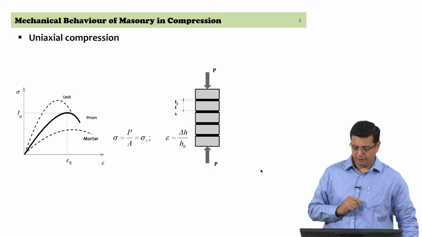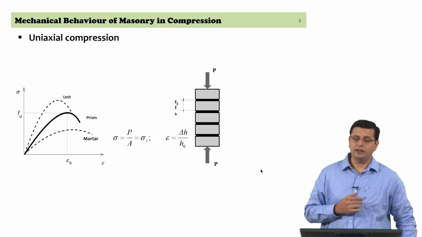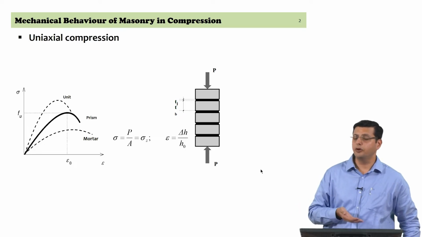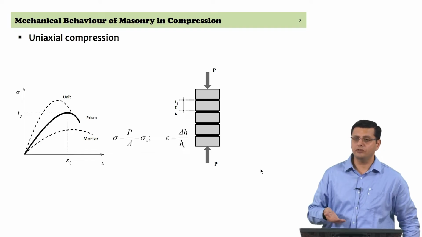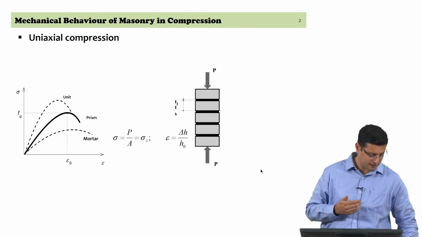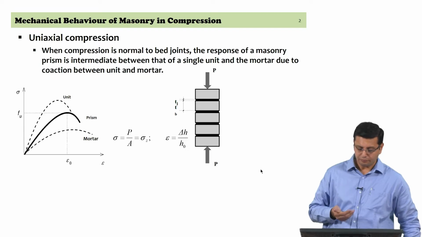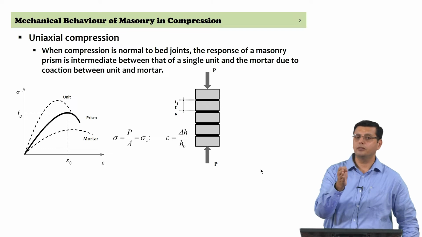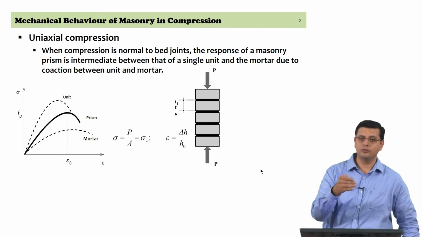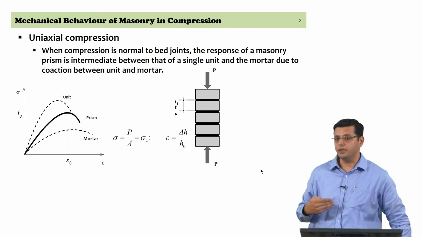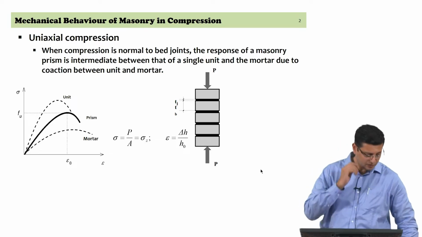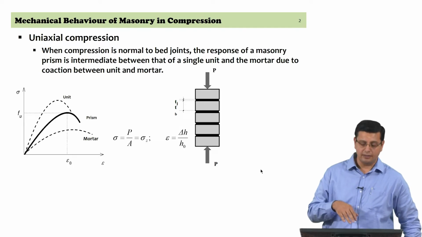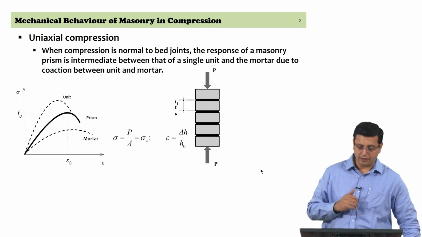So we have studied this carefully, and we discussed that the strength of the masonry is going to lie somewhere between the strength of the unit and the strength of the mortar, and this is because of the coaction that occurs between the unit and the mortar. The unit is going to be the stronger of the two, but the more brittle of the two, less deformable of the two. The mortar is more deformable, weaker in strength, but what you get as the combination of the two, because of the bond that is established between the two constituents, is something in between.